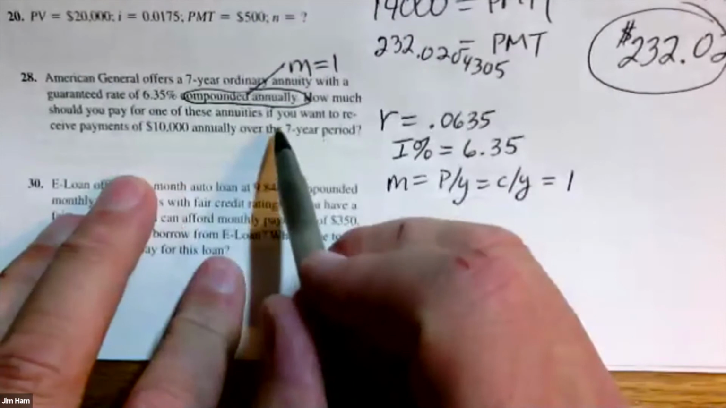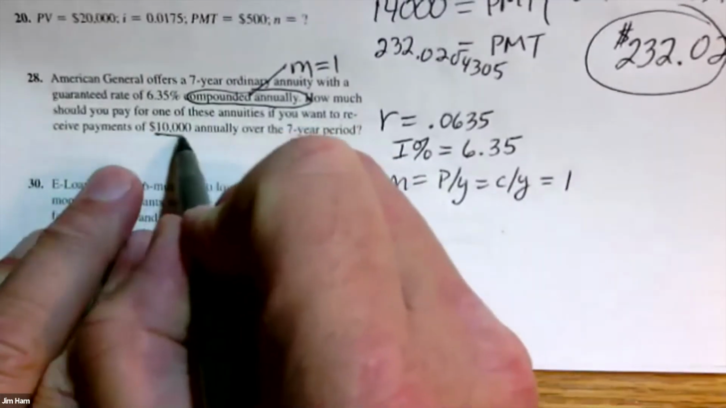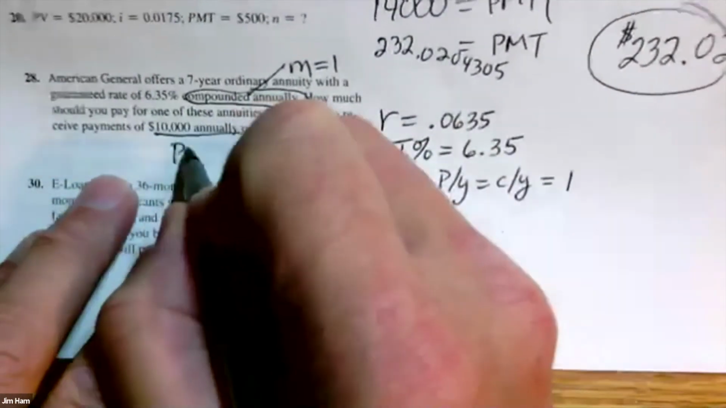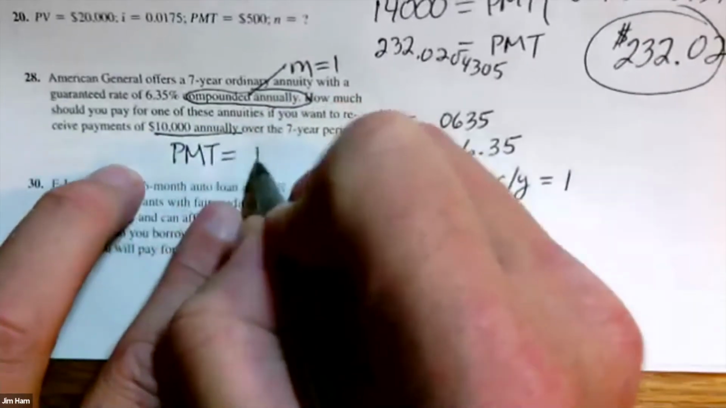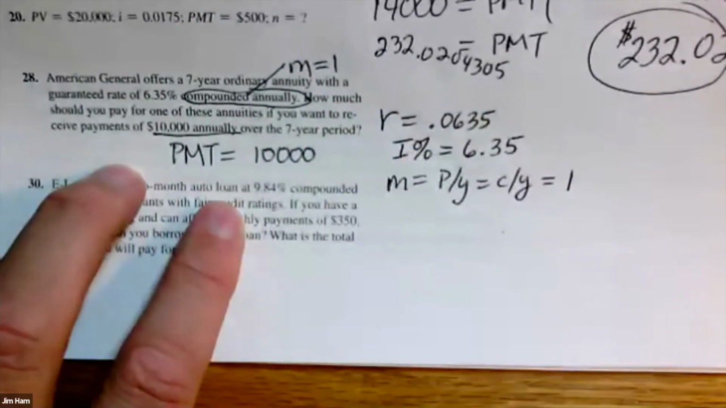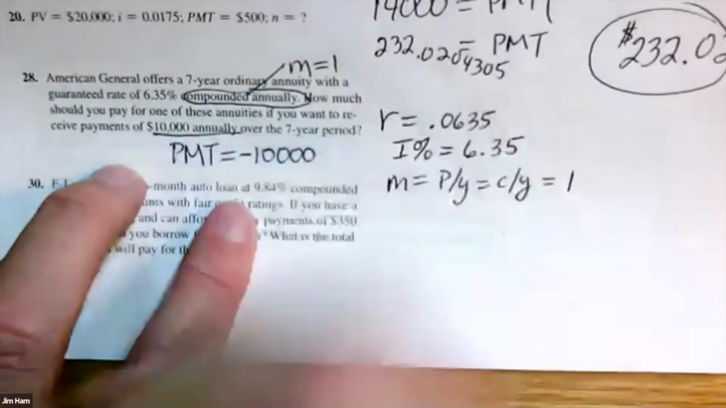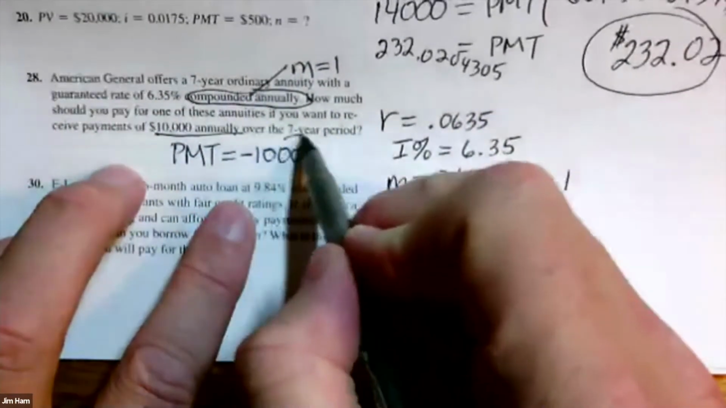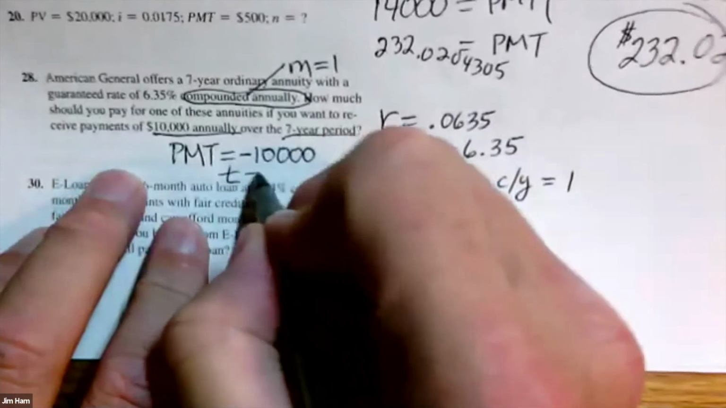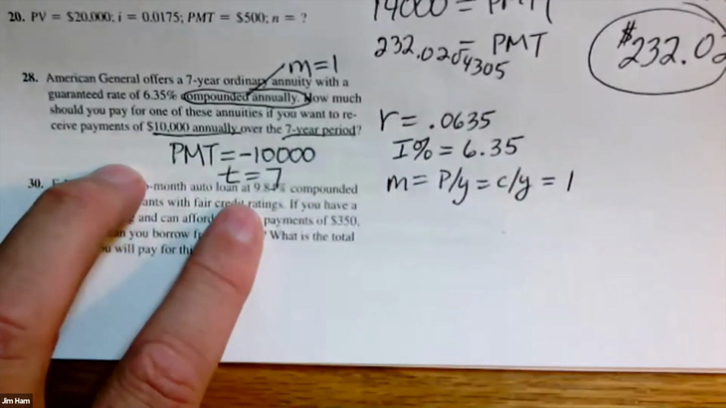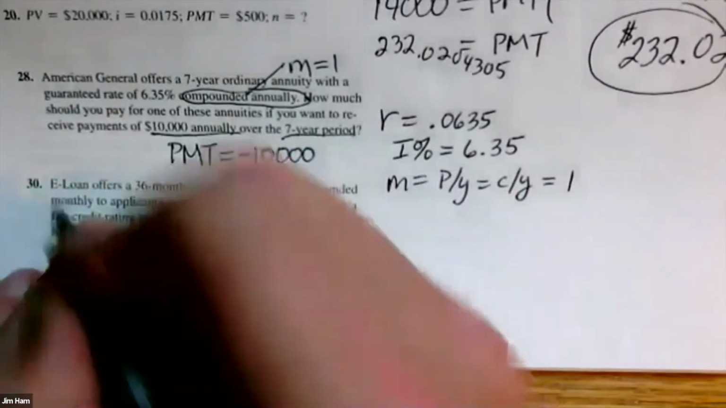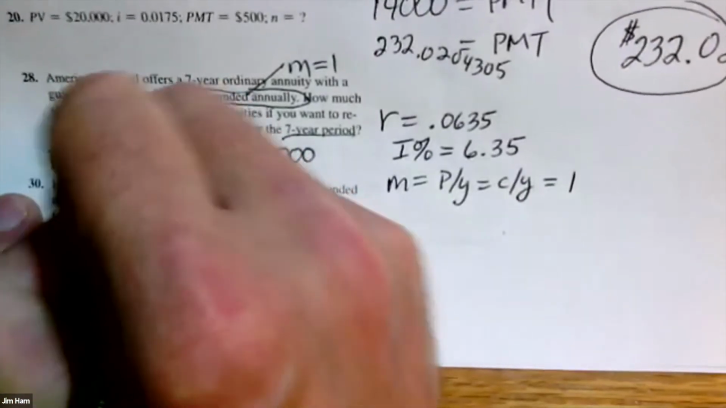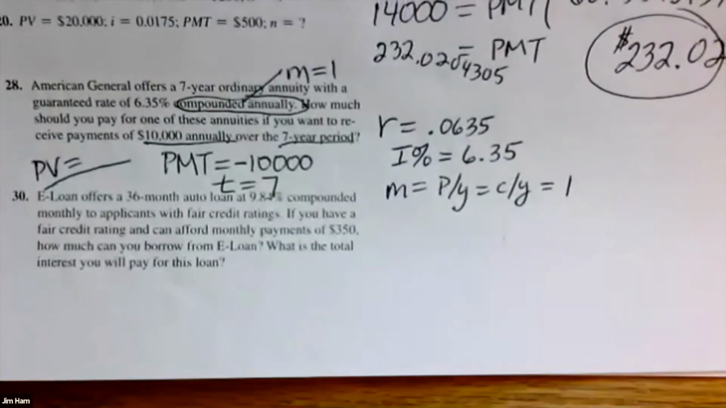So if you want to receive payments of $10,000 annually, the payment is going to be $10,000, but this is a cash out payment, so we're going to put a negative in front of it. And then the period time is 7 years. And what we're looking for is the present value. What is this thing that you would pay off in 7 equal payments of $10,000?